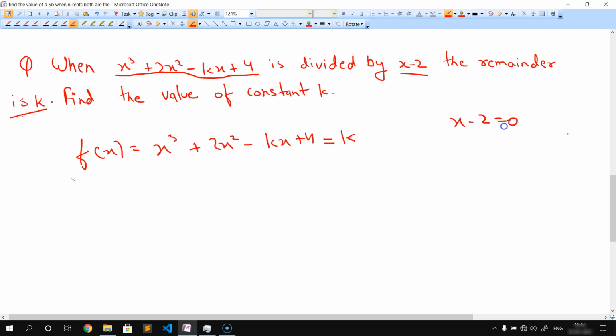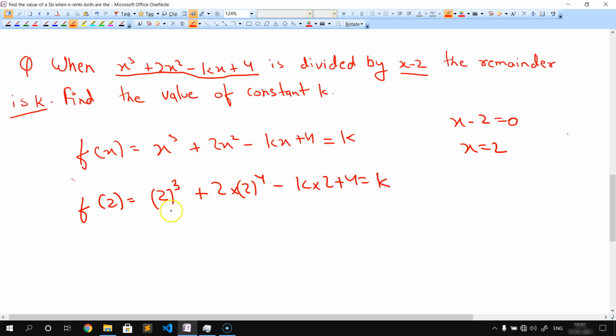x minus 2 equals 0. From here x will become 2. So let's put here f of 2 equals 2 cube plus 2 into 2 square minus k into 2 plus 4 equals k. So we can write it as 8 plus 8 minus 2k plus 4 equals k.